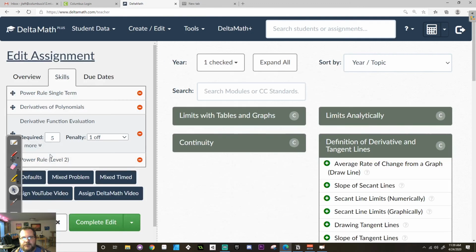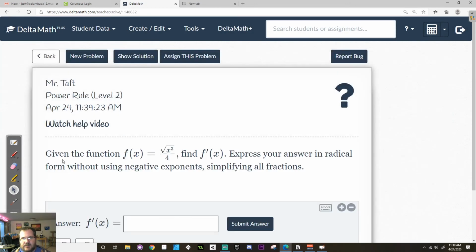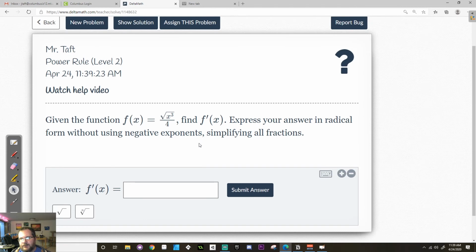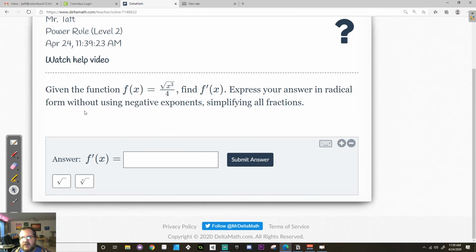The last one, and these are the ones that I think might cause you some trouble, would be something like this. So let's talk about, without using negative exponents, simplifying all fractions. Let's talk about how this should look. Starting with rewriting the function f of x. To rewrite this, if there's no number inside a square root, the number that's there is a 2. So this is going to be x to the 3/2 power over 4.